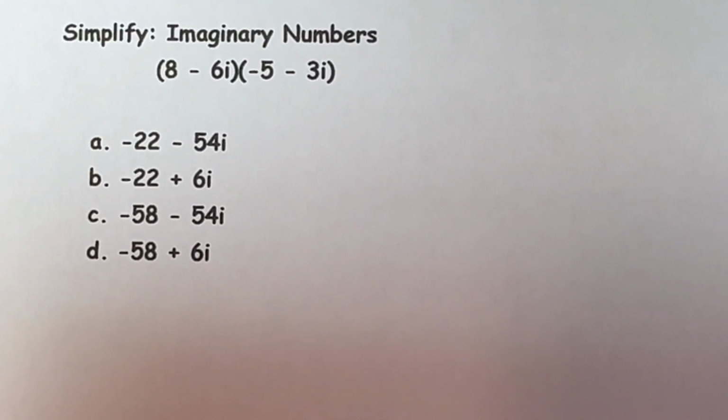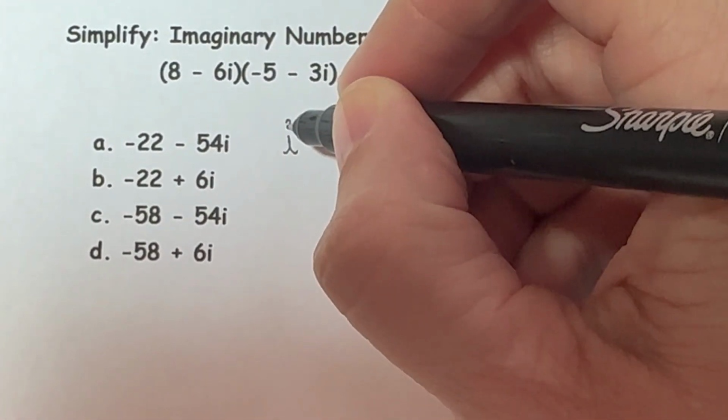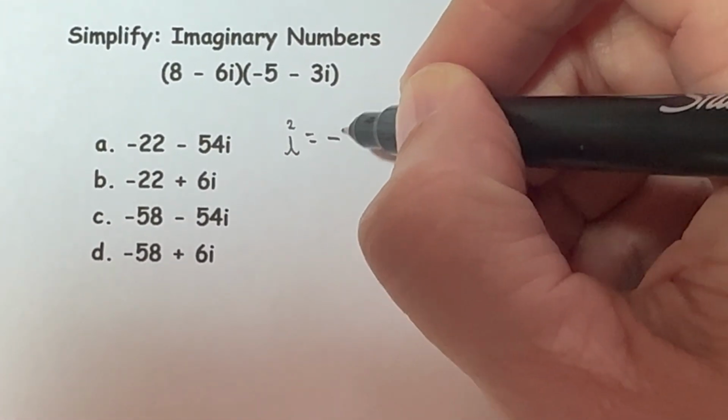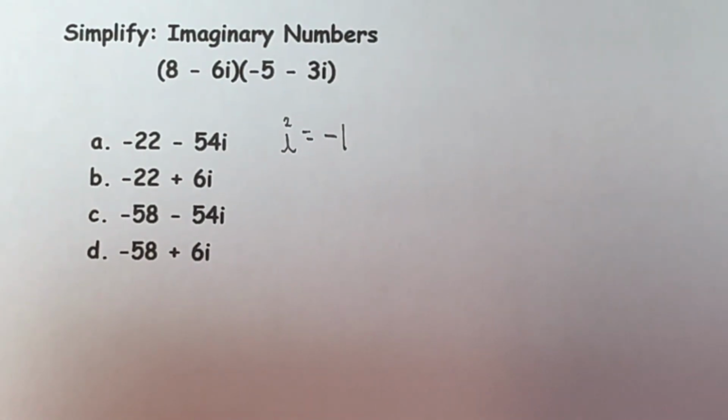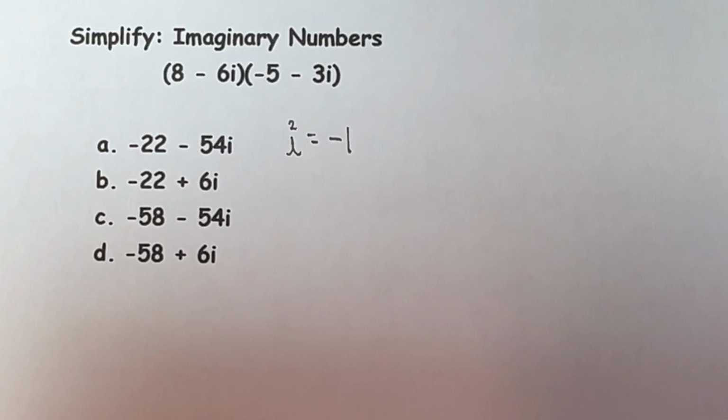The one thing I want to tell you, i squared is equal to -1. You're going to want to use that. So when I multiply 8 minus 6i times -5 minus 3i, if I end up with an i squared, which I will, I need to change it to -1.